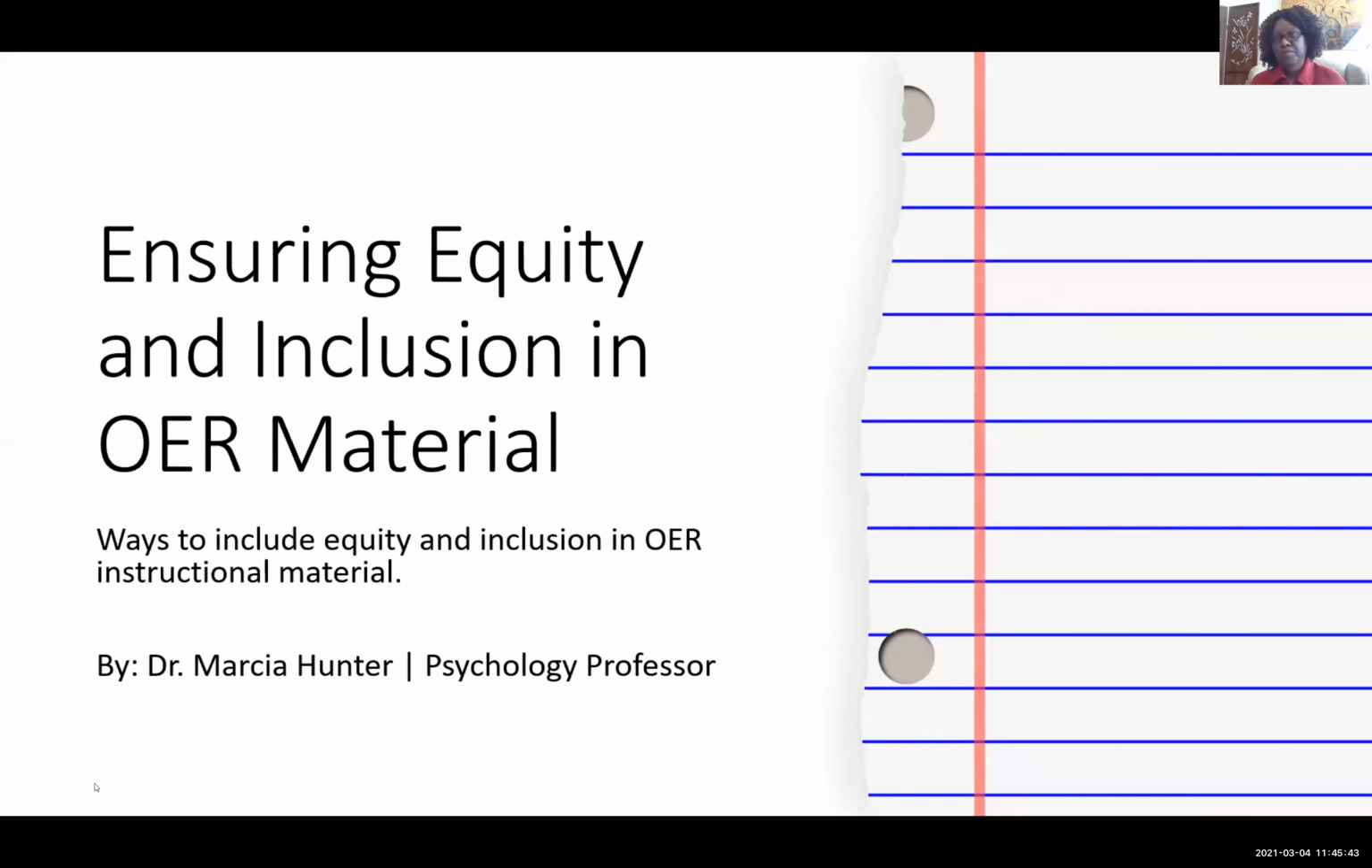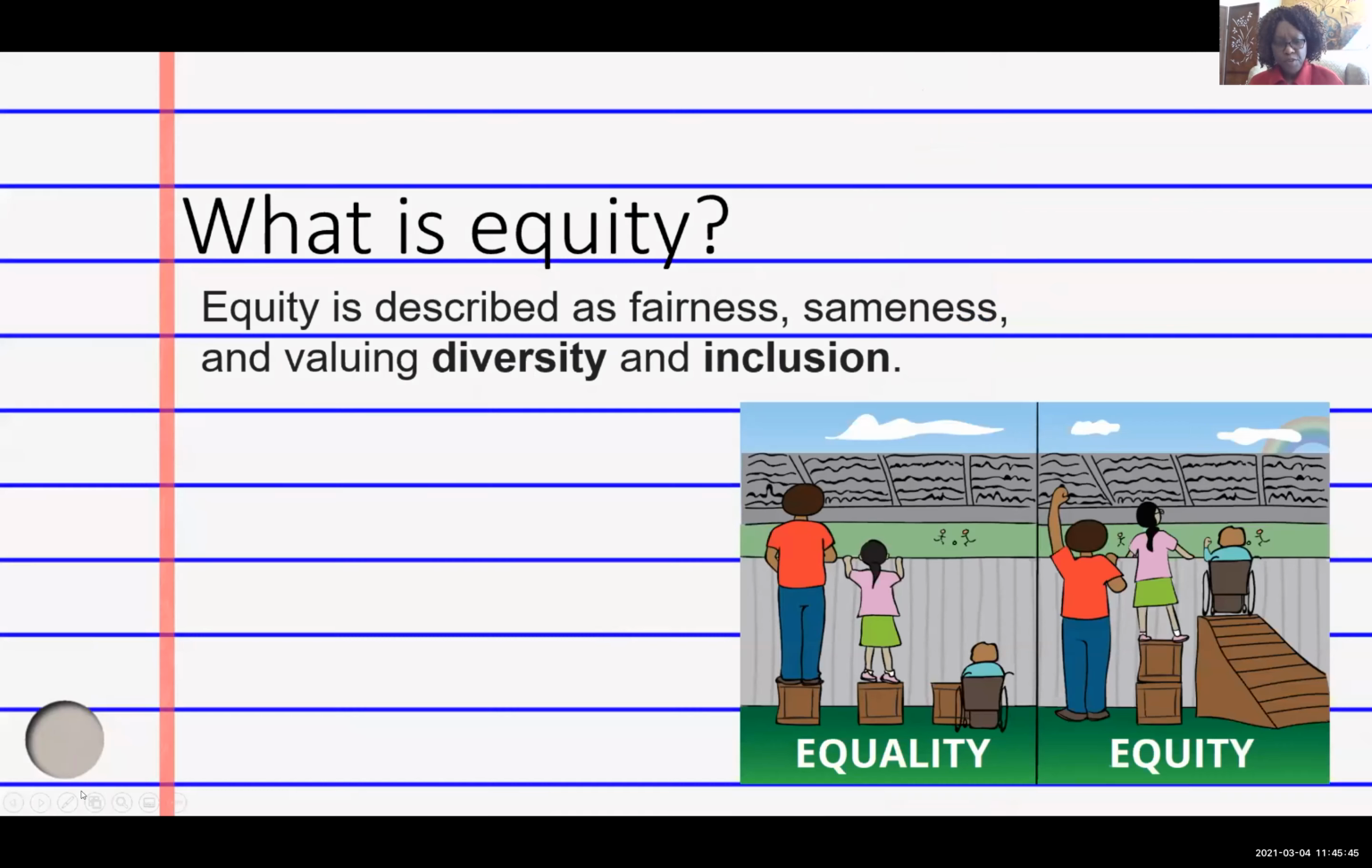And on my next slide, it talks about what equity is. So equity is described as fairness, sameness, and valuing diversity and inclusion. A lot of times, we talk about equity and we look at diversity and sometimes fairness. We think of fairness, but we're not necessarily thinking of sameness.